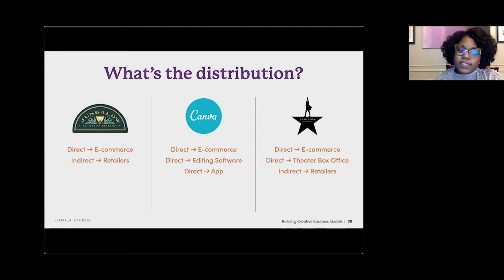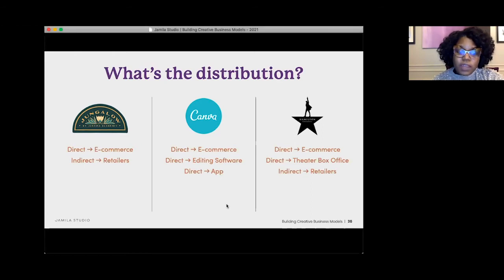So hopefully you can start to see how you can have a variety of different relationships when it comes to distribution, with indirect or direct.